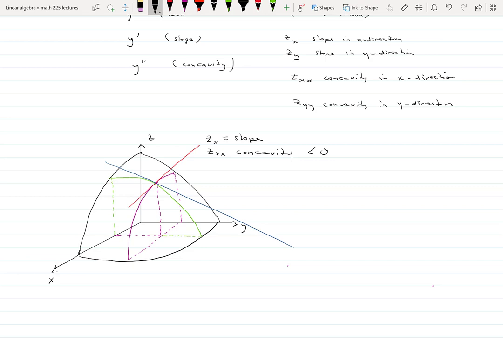Similarly, z_y equals the slope in the y direction, the slope of the green curve. That green curve could be placed in the yz plane if I translated it back. It's a slope in the y direction. So z_yy measures concavity in the y direction, and that should be greater than 0 for our particular function.